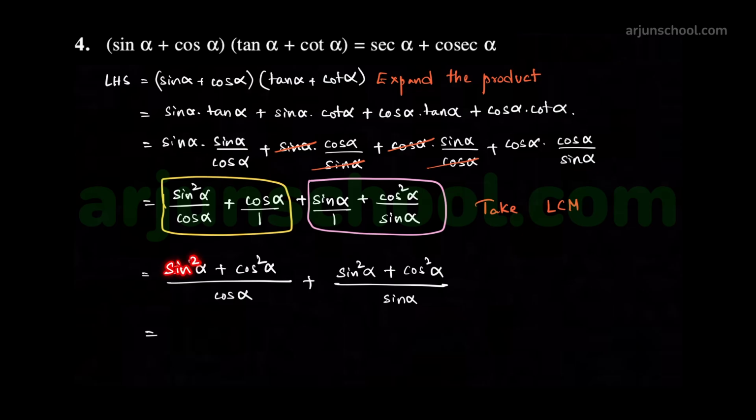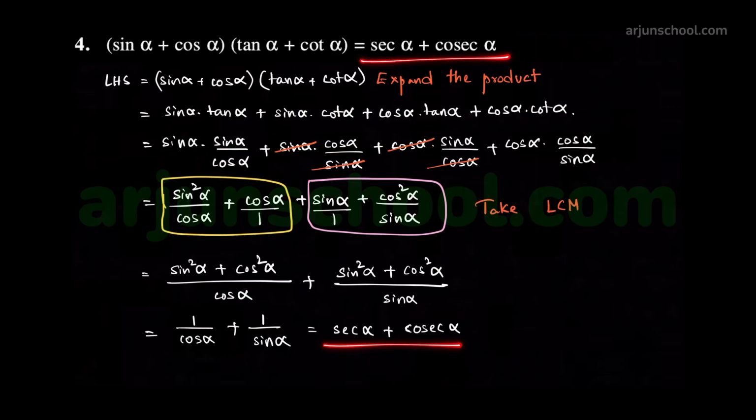Numerator sin square alpha plus cos square alpha can be written as 1, by cos alpha, plus sin square alpha plus cos square alpha can be written as 1, divided by sin alpha. That is equal to 1 by cos alpha, which is sec alpha, plus 1 by sin alpha, which is cosec alpha, which is equal to RHS.